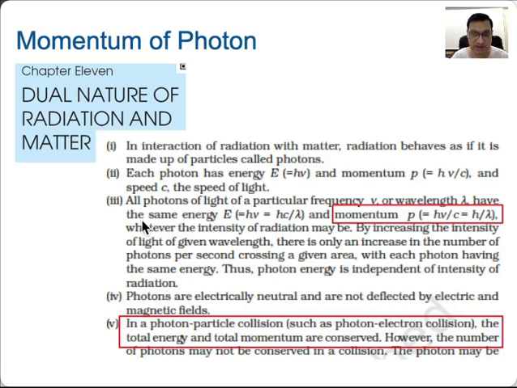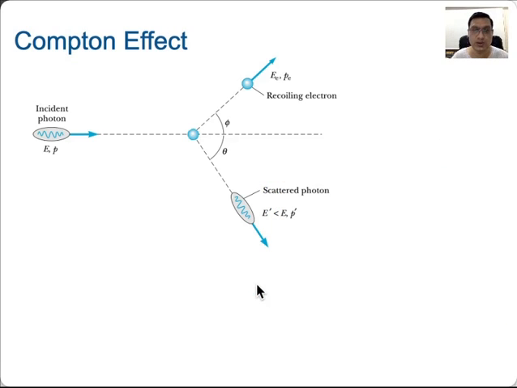Another thing that you have seen in this chapter is the photon-particle collision, which is what we are trying to understand. When a photon interacts with an electron, as in a photon-electron collision, the total energy and total momentum are conserved. That's what we are going to employ. So let's look back at this schematic.